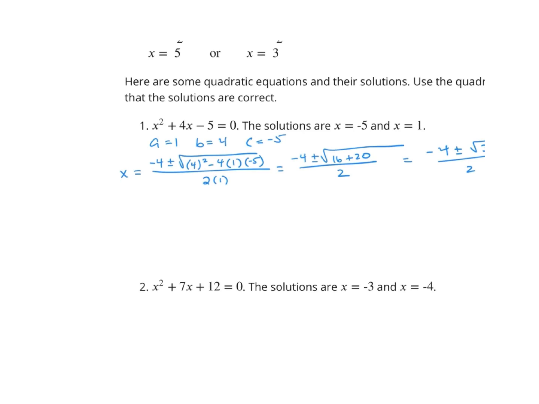Then this is where I separate: negative 4 plus 6 over 2 and negative 4 minus 6 over 2. Negative 4 plus 6 is 2. 2 over 2 is 1. Negative 4 minus 6 is negative 10. Negative 10 over 2 is negative 5. So we can see that the solutions are 1 and negative 5. All right, let's take a look at the second one.